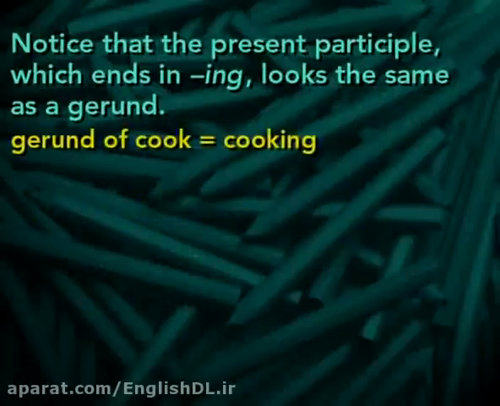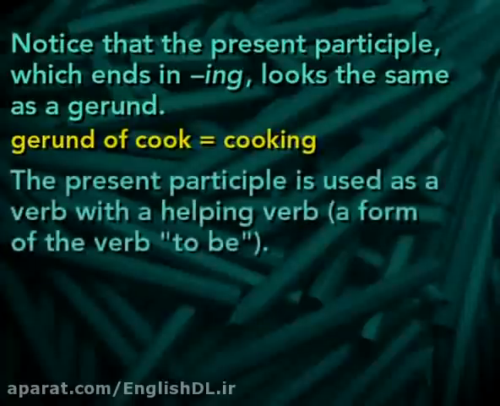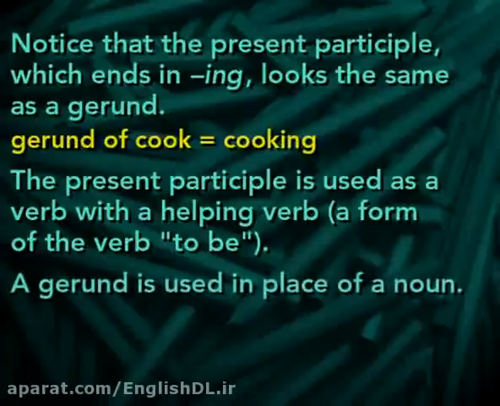Notice, by the way, that the present participle, which ends in ing, looks the same as the gerund. The gerund form of the word cook is cooking. The difference between the gerund and the present participle is the way they're used. As we've seen, the present participle is used as a verb with a helping verb, which is a form of the verb to be. By contrast, a gerund, which looks the same, is used in place of a noun.